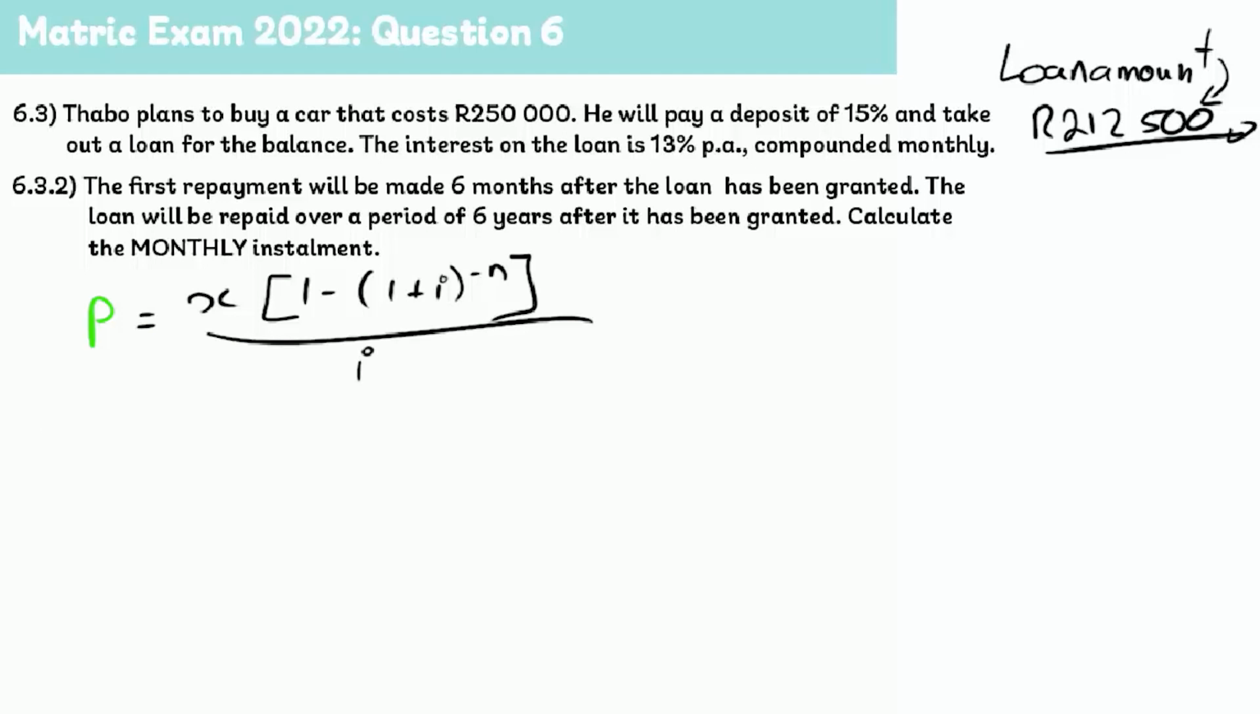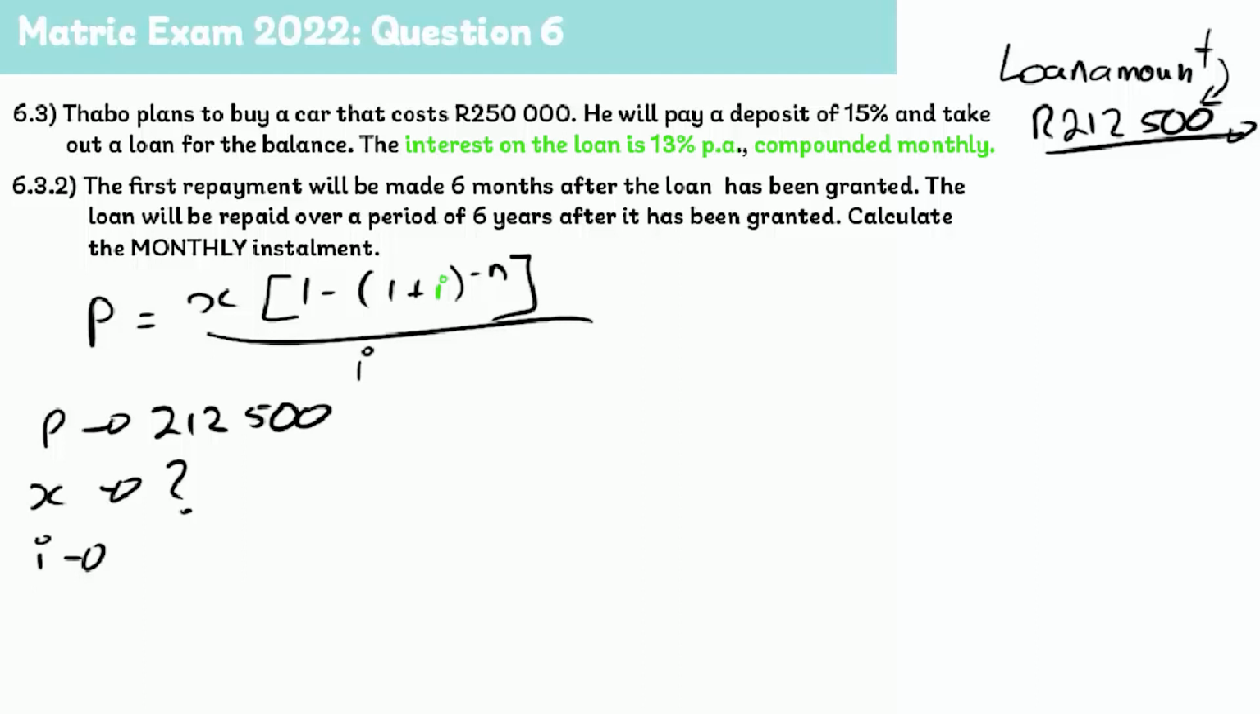Now I want to quickly break down the variables. Let's start with P. P is the loan amount, and you would immediately think it's 212,500. X is the monthly installments, but we don't have that. That's what the question's all about. We have to figure out what that is. We have i, which is the interest over the compounded monthly component. So the interest is 13%, and we must break it down into decimal format. It's 0.13 over 12.